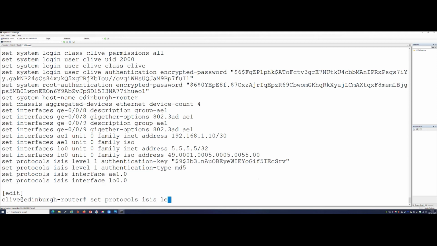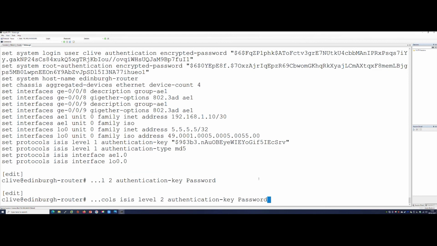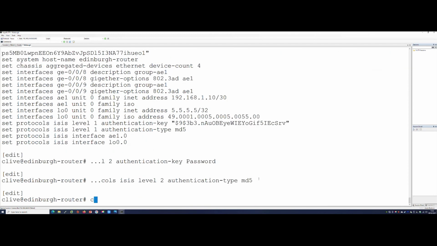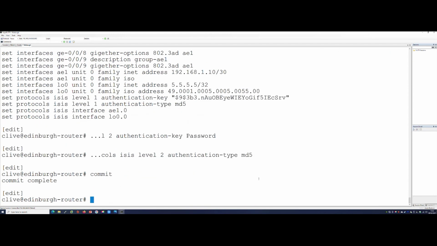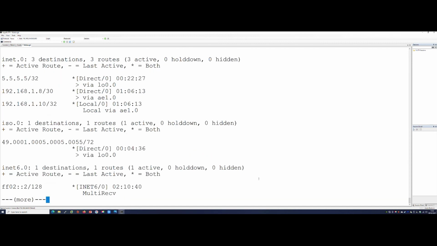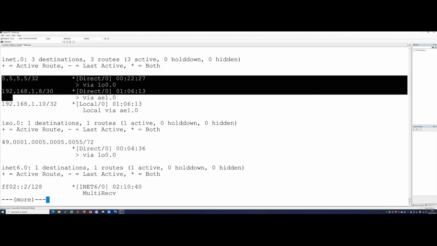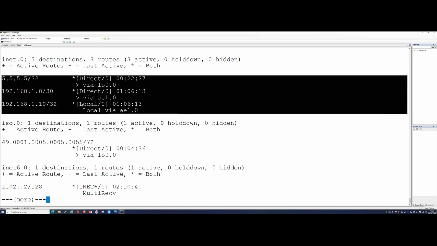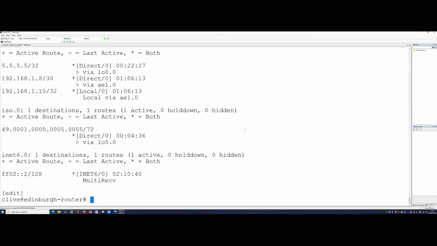So IS-IS level 2, authentication key, password, and the authentication type is going to be MD5. And we'll commit that. And now we'll have a look at the show route. Now, as you can see, all the routes have disappeared. And the reason for that is because we've actually put authentication on each system now.